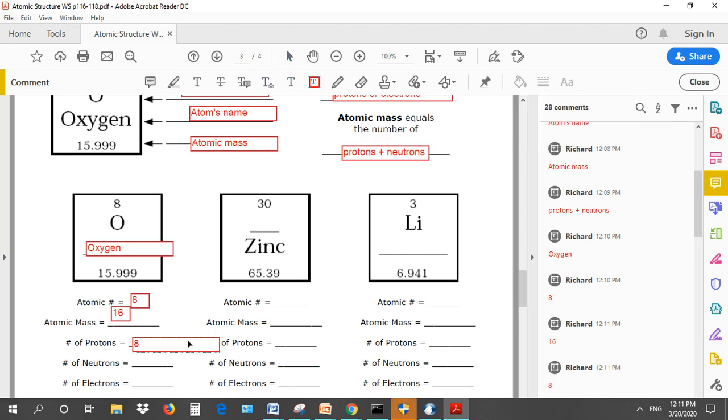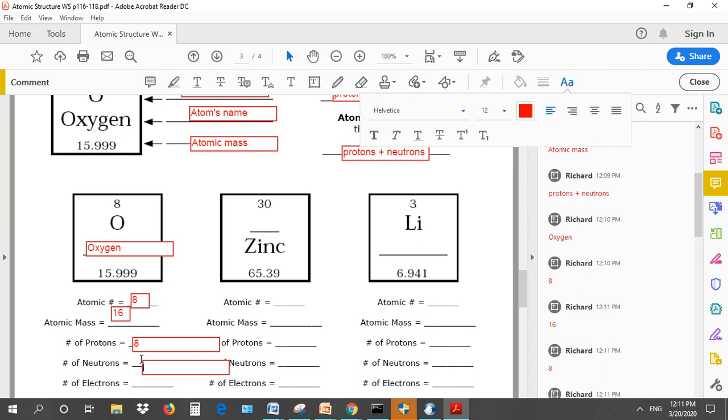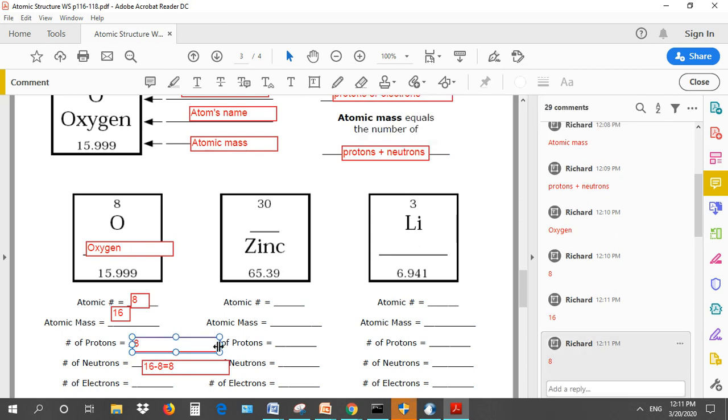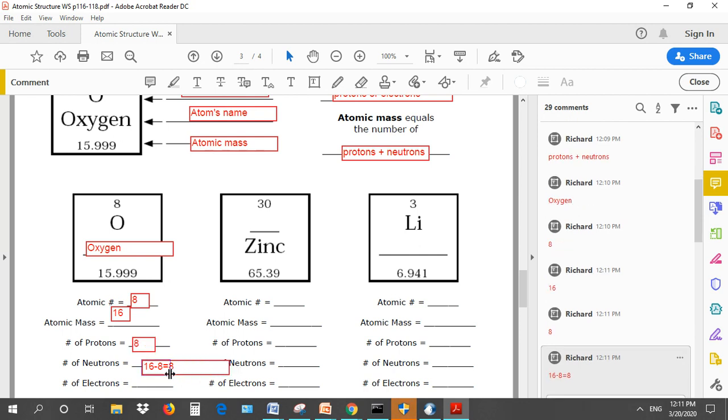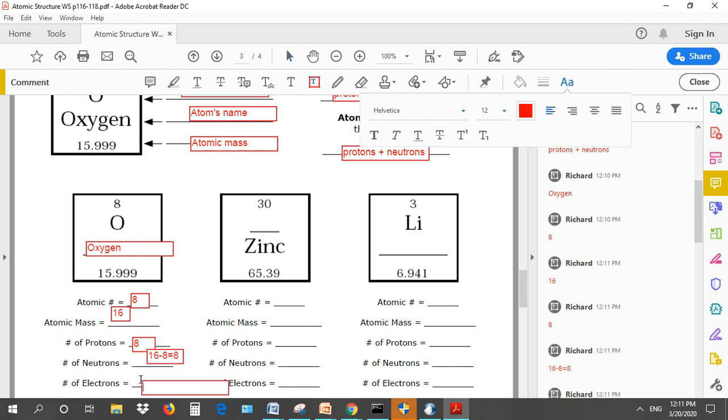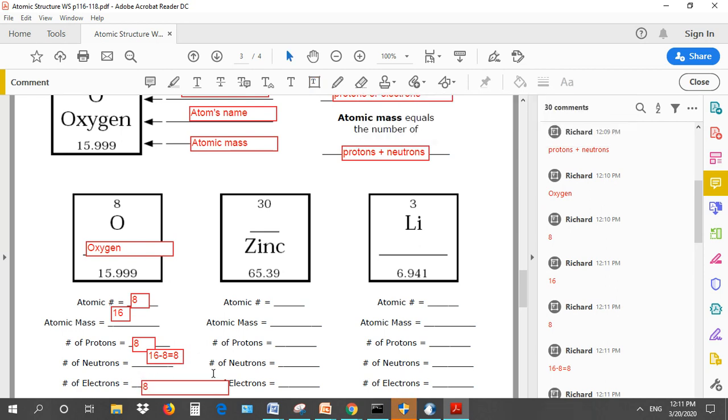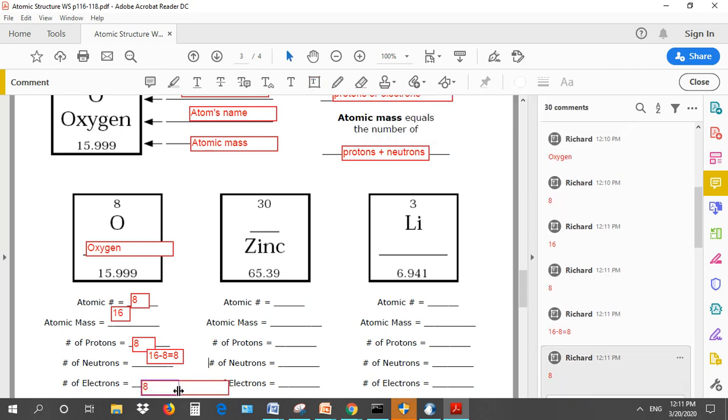Number of neutrons, we've got to do some math. We have to subtract atomic number from atomic mass. So that is 16 minus 8. That is 8. So we have 8 neutrons. Okay, and the number of electrons is same as the number of protons. So the answer will be 8. The same number as number of protons. So this is 8. Okay, now let's move on to the next element, which is zinc.